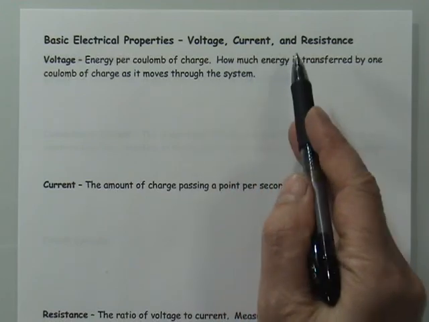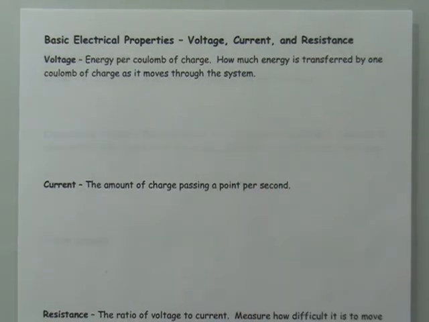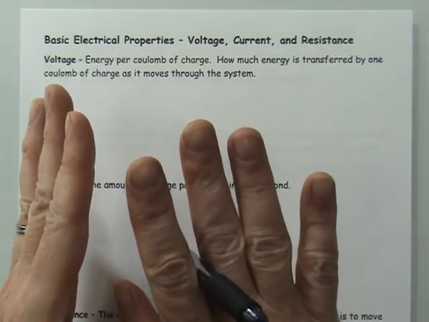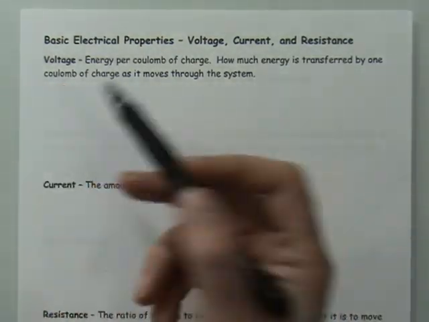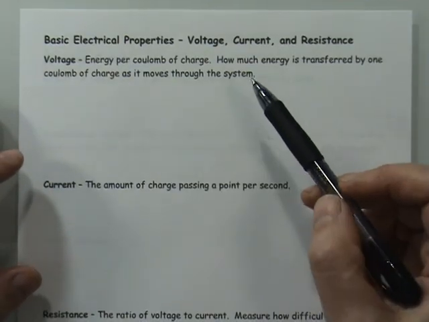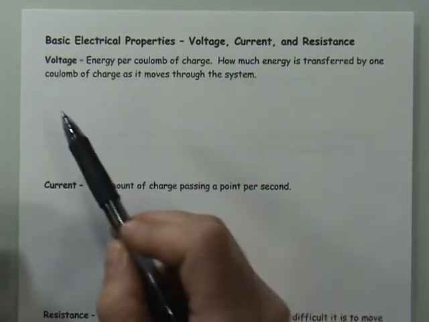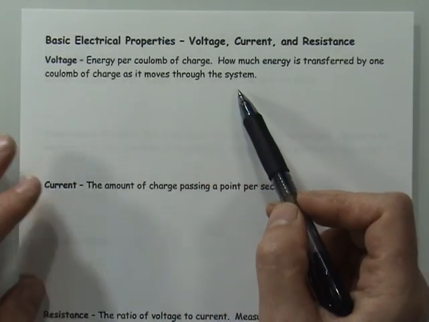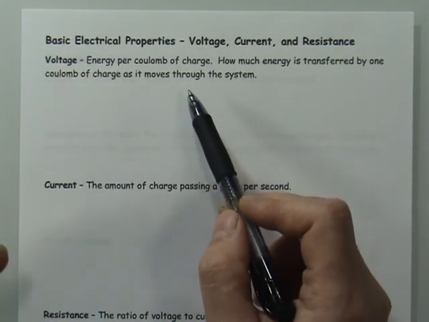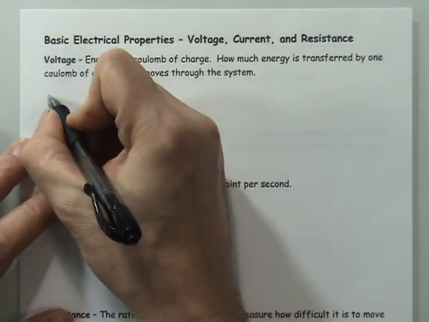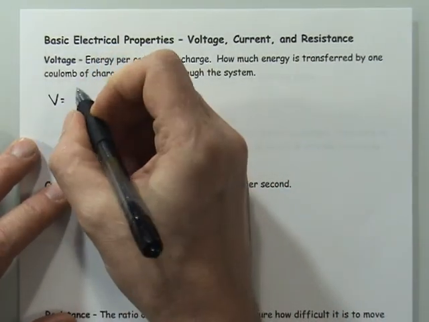And these three properties are going to be the central players in most of our calculations on the electrical side. But also we want to be able to connect it to the energy, and that's where voltage is so important. So essentially the voltage is how much energy is going to be transferred by 1 coulomb of charge as it moves through the system, or it could be as it moves through an object like a resistor or a light bulb, for example.